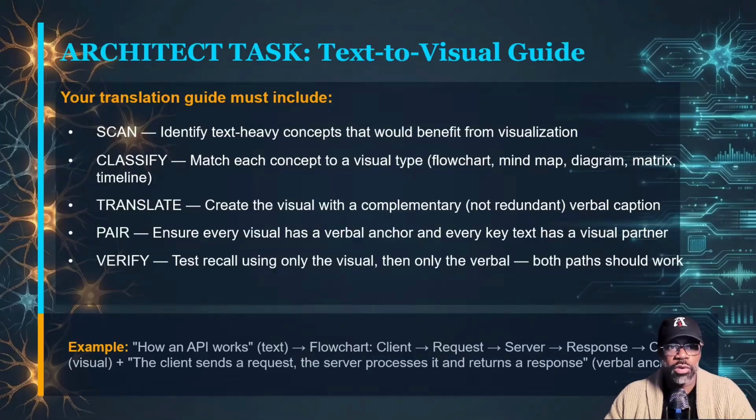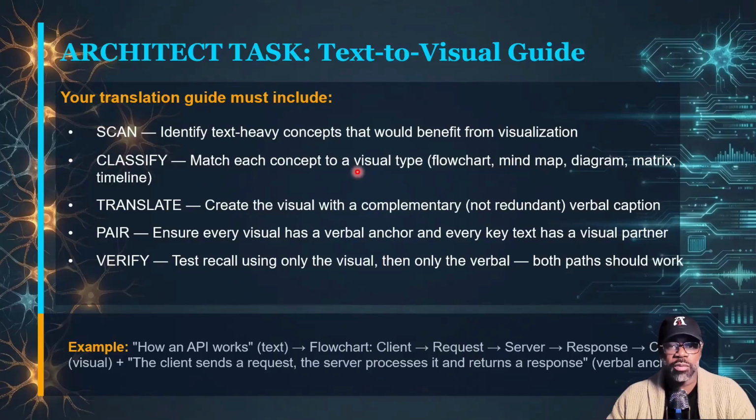Now let's go over some of the requirements for each of the tasks for each identity, respectively. So your translation guide must include scanning, must be able to identify text-heavy concepts that would benefit from visualization. You need to be able to classify with this particular template or file that you're creating: match each concept to a visual type, flowchart, mind map, diagram, matrix, timeline.